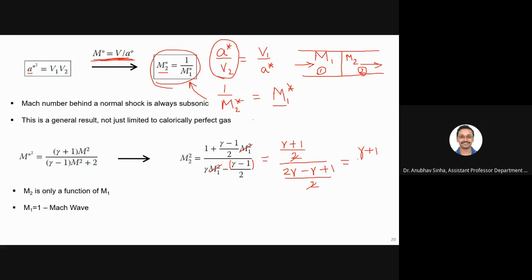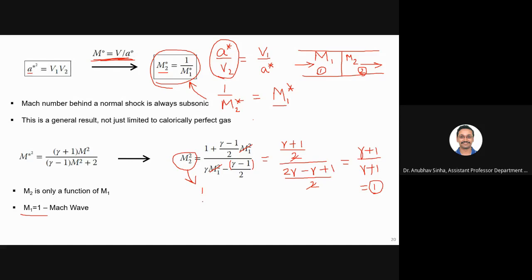Okay, and the denominator will be 2 gamma minus gamma plus 1. This is within the bracket, this is minus 1. So if you open it, it will become minus gamma plus 1 divided by 2. So the 2 will get cancelled, and 2 gamma minus gamma plus 1 is gamma plus 1. So it will be 1. What we see is, for M1 equal to 1, we are getting M2 square as 1, which means M2 is also 1.